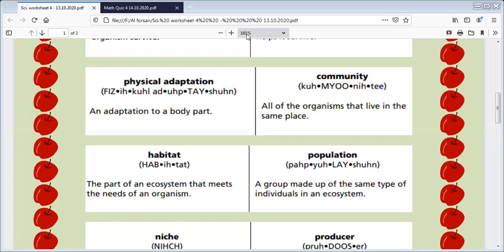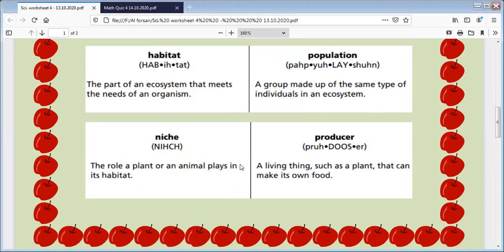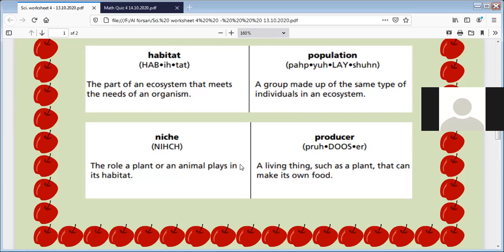Taha, what is niche? Niche, the role a plant or animal plays in its habitat. Okay, thank you.